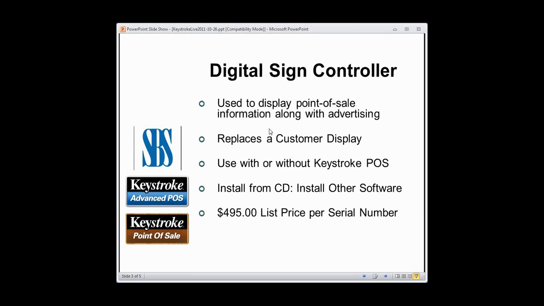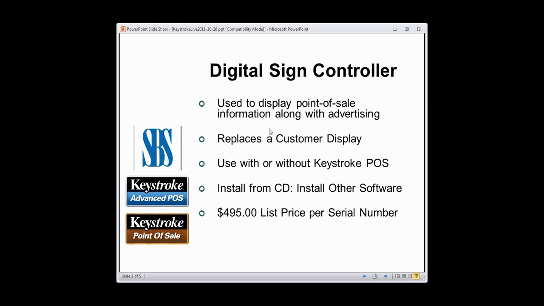Today we're going to go over the digital sign controller. The digital sign controller is an add-on module. It allows you to display Keystroke point-of-sale information on a secondary monitor. It also can replace a customer pole display or a customer display. And like I mentioned before, you can use it with or without Keystroke. You can actually just use it to promote your business and show advertisements and not link it to the Keystroke program. Using it as a customer display, you do want to link it to the Keystroke program. That's how you get the line item information to display.